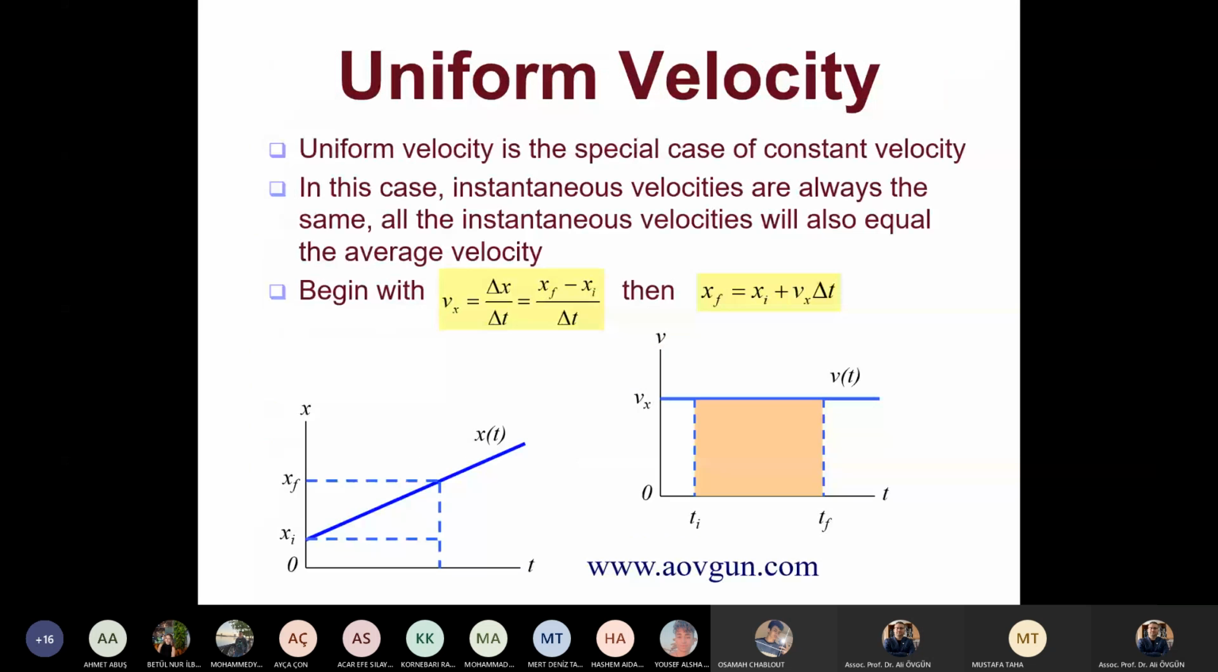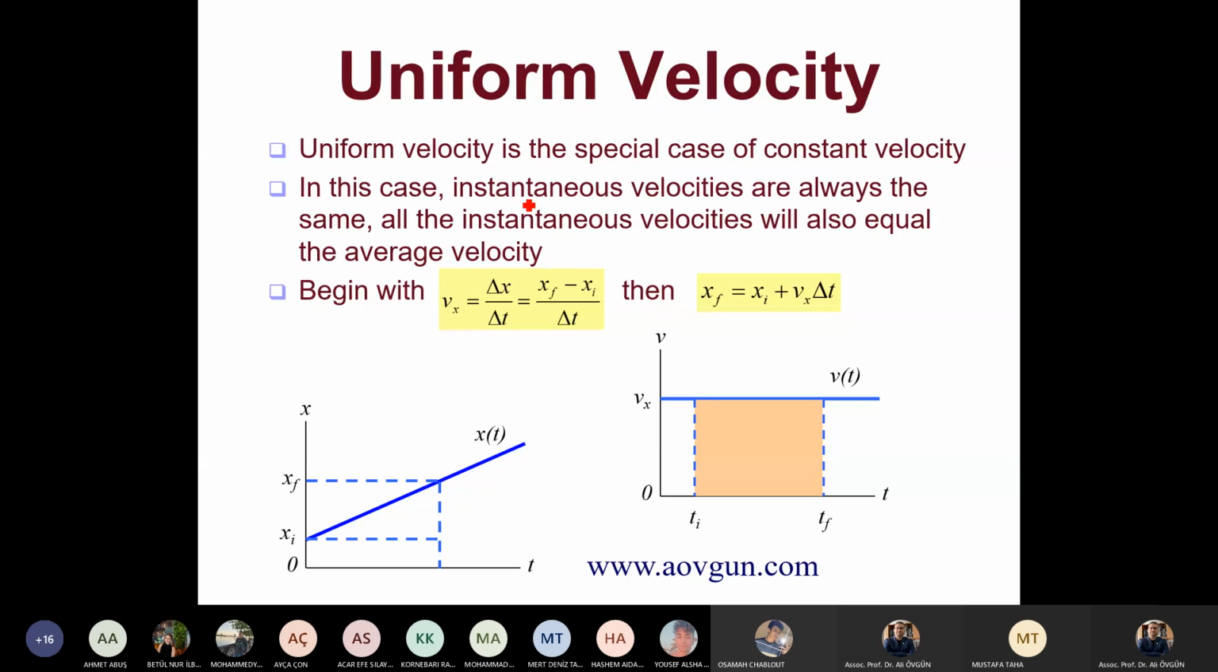And if uniform means constant, uniform velocity is the special case of constant velocity. So in this case, the instantaneous velocities are always the same. All the instantaneous velocities will also equal the average velocity.